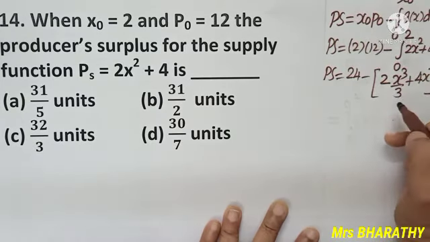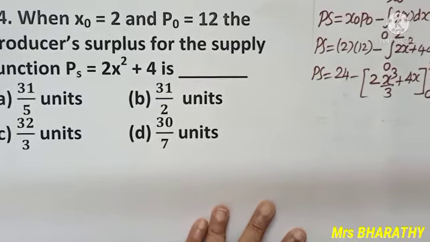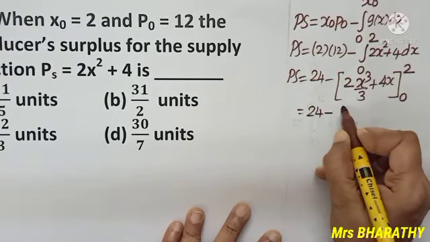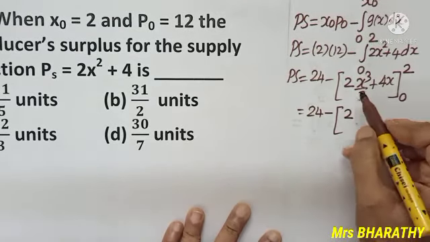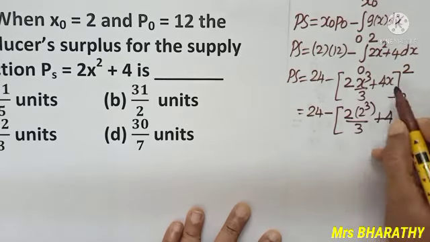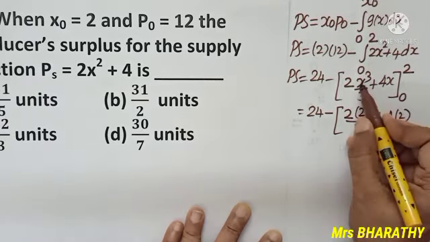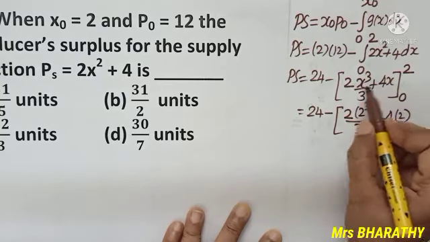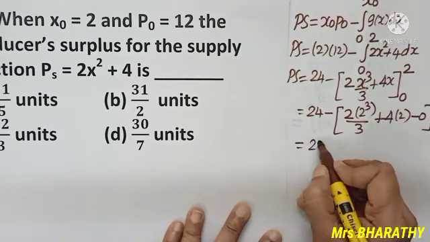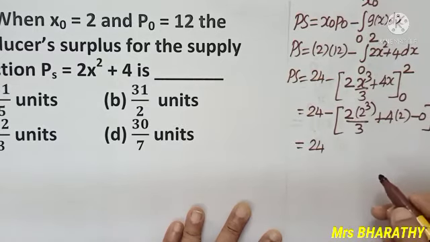X square becomes x cube by 3, 4 becomes 4x. As we try to simplify, it is 24 minus 2 into x cube, 2 cube by 3 plus 4 into 2. As we complete the upper limit, let us put 0. The lower limit just gives me 0. Let us remember there is a minus symbol which should be applied to both the terms.